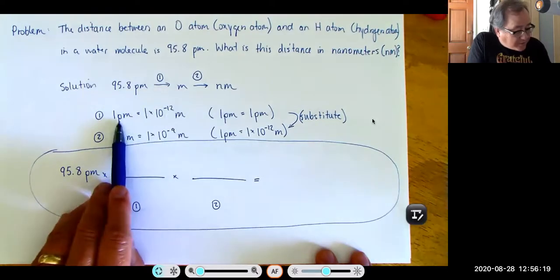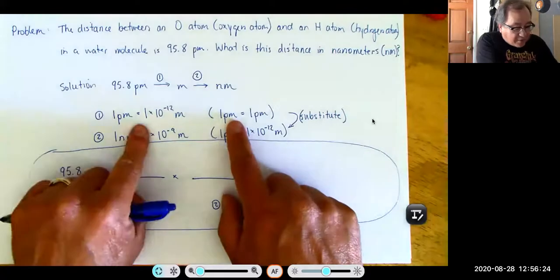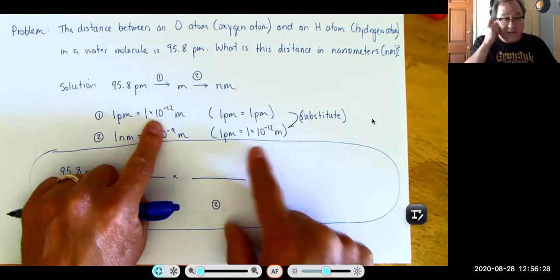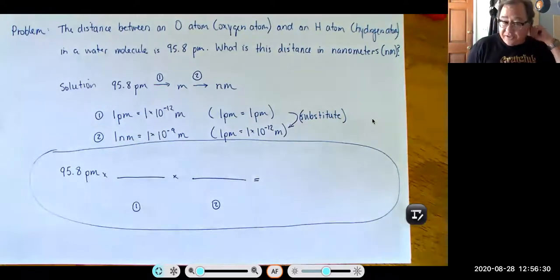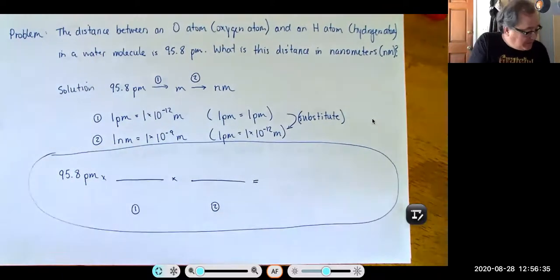1 picometer is 1 times 10 to the minus 12 meters. You can see this is just a very quick way of writing it out slowly and figuring out that it should be 10 to the minus 12. But once you memorize those things, you don't need to do this anymore. 1 nanometer is 1 times 10 to the minus 9 meters.